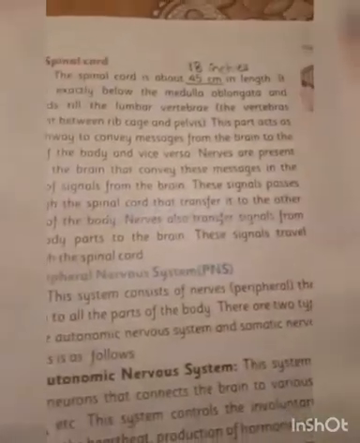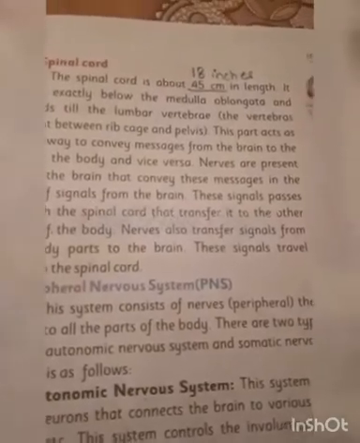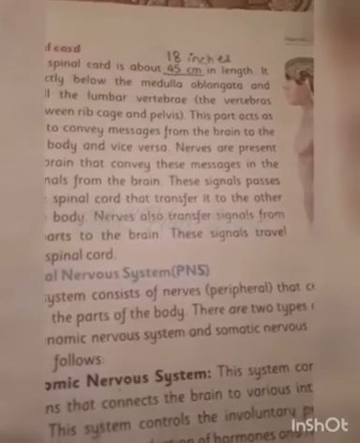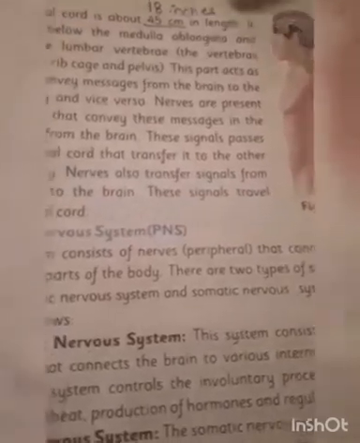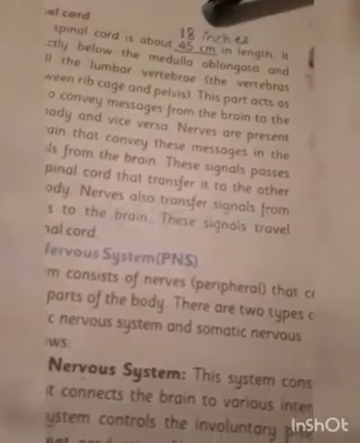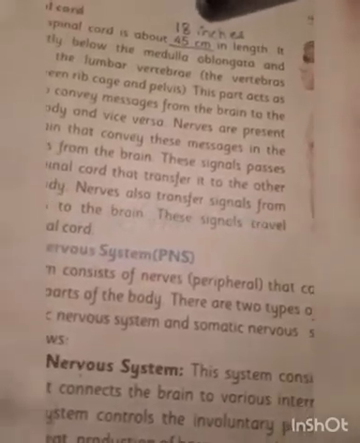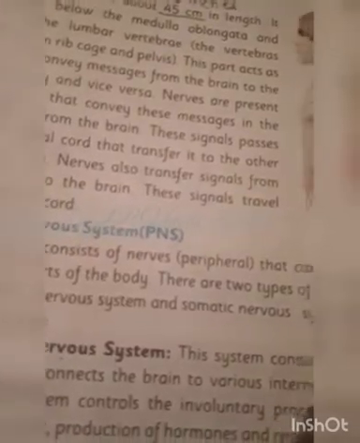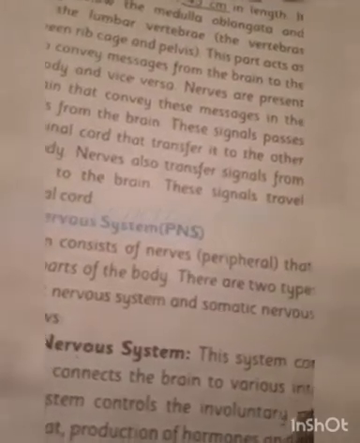So this is the appearance of your spinal cord. If you study the size, the length and width of your spinal cord, the spinal cord is about 18 inches long. It's about 45 centimeters, and in inches it's about 18 inches. Its width is about the width of your thumb. It is 18 inches long and as wide as your thumb.